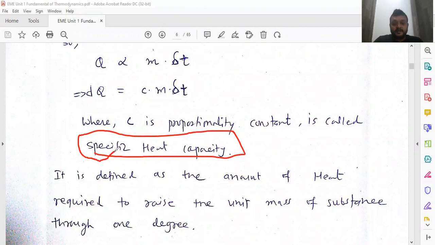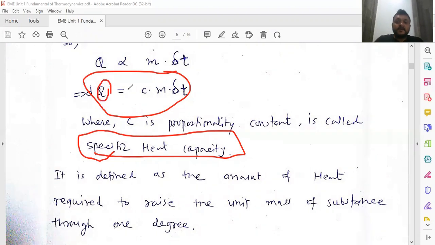So in a nutshell, suppose we want to define this specific heat capacity. According to this equation, you have to keep the equation in mind while defining this term. Any term can be defined very easily by means of the equation. So it is defined as the amount of heat Q, where Q becomes C, when M is equal to 1 and delta T is equal to 1.